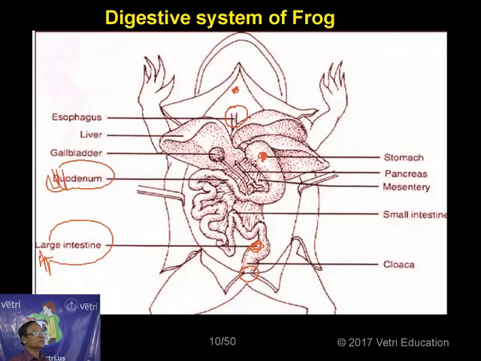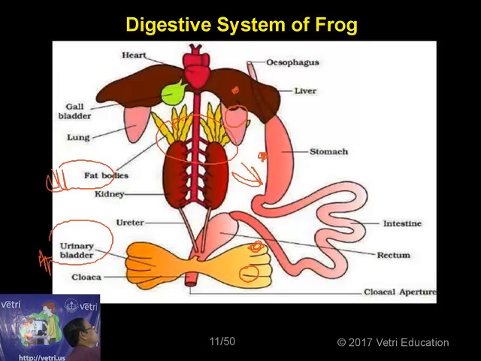Now we have the glands associated with the digestive system, starting with the liver. Here I represent the liver. This is the liver with the gallbladder. And we also have the pancreas, found in the loop of the intestine, between the stomach and duodenum. There is a loop formation, and that is the location of the pancreas. We'll discuss them one by one. This is the picture showing that.